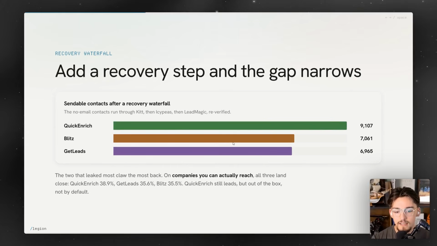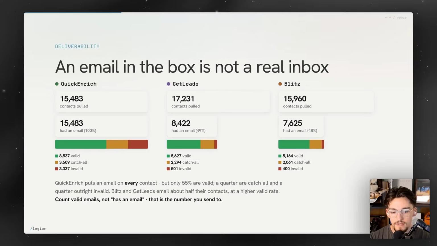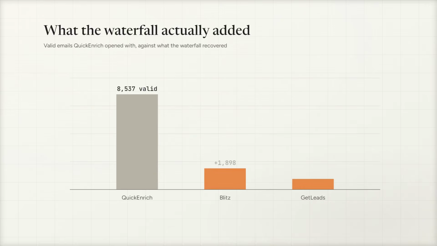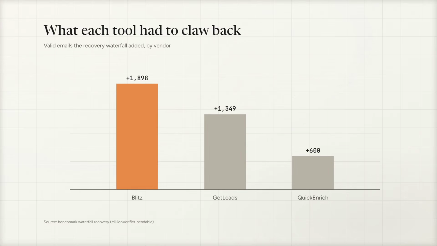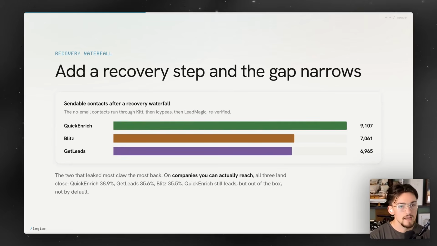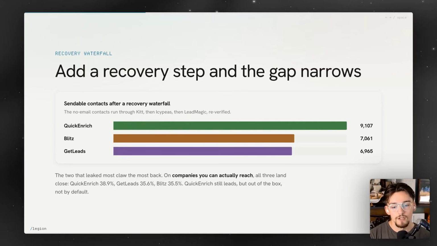With Blitz and GetLeads, we're also able to see a pretty substantial increase of around 1,500 for both of them, with Blitz seeing the biggest increase of almost 2,000, actually. And now, what this tells you is that you can still get a good volume of data from Blitz and GetLeads. The only difference is that you're probably going to have other tools on the back end that help you fill in those data gaps, whereas QuickEnrich gives you the most surface area up front. And yeah, honestly, this really surprised me.